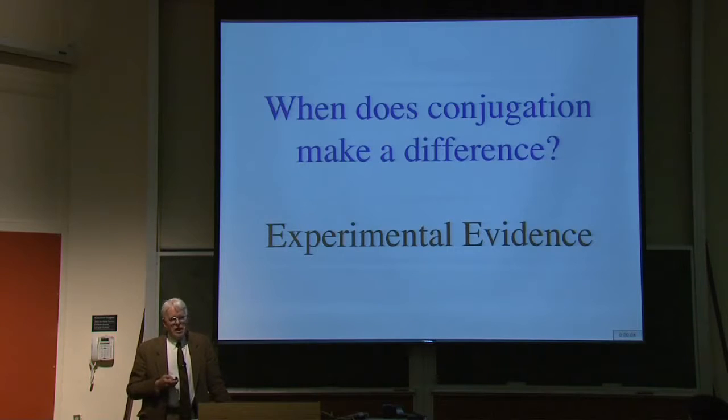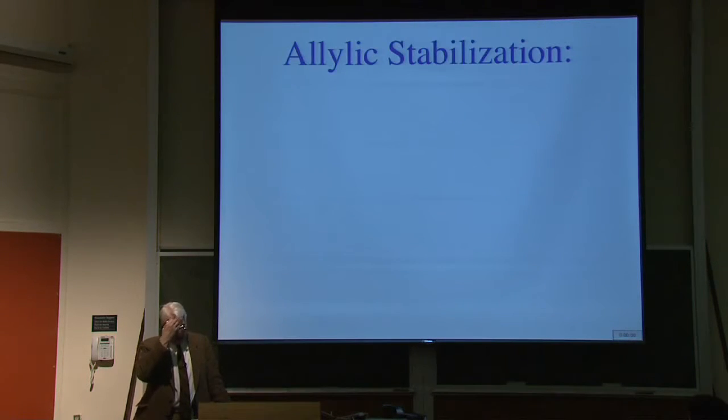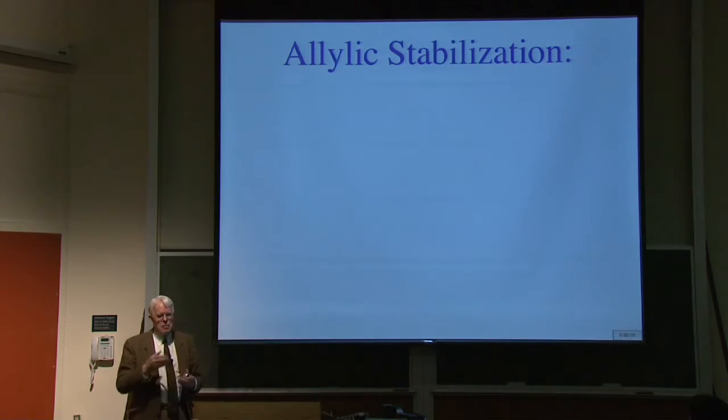So first we're going to look at experimental evidence, and then we're going to go into the theory. A classic example is allylic stabilization. Allyl comes from the same word as aioli, or ail in French, meaning garlic. There's a sulfide in garlic that has a double bond, then a carbon, double bond, single bond, and then a functional group, a sulfide. So that's an allylic sulfide. It came from garlic, right?